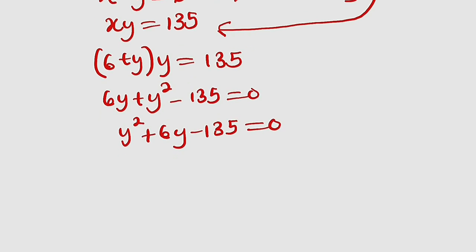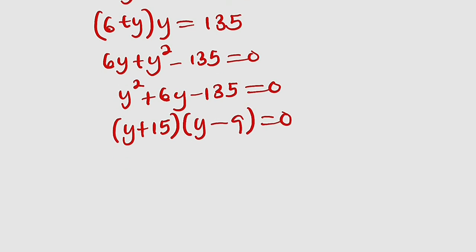You think of two numbers which when you multiply them together, you get negative 135. But the moment you add them together, you get positive 6. And the numbers are negative 9 and positive 15. So this is y plus 15 multiplied by y minus 9. This is equal to 0, right?